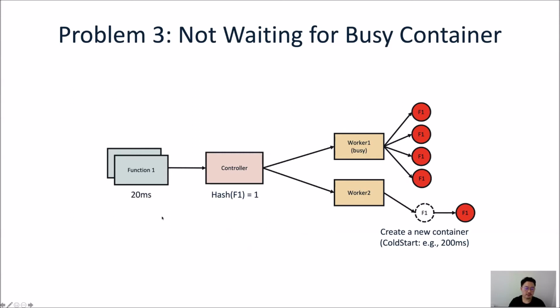So it will take around 200 milliseconds. But what if the execution time of function 1 is only 20 milliseconds? Then the busy container will be available after 20 milliseconds, and the function can be executed after 20 milliseconds. If we compare this with a cold start, it is at least 1 order of magnitude faster than cold start. So in many cases, waiting for busy containers may be faster than a new cold start.